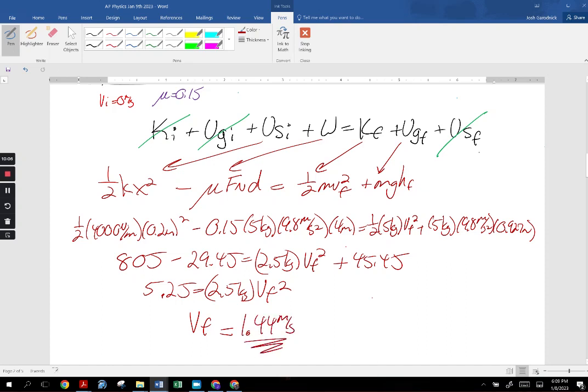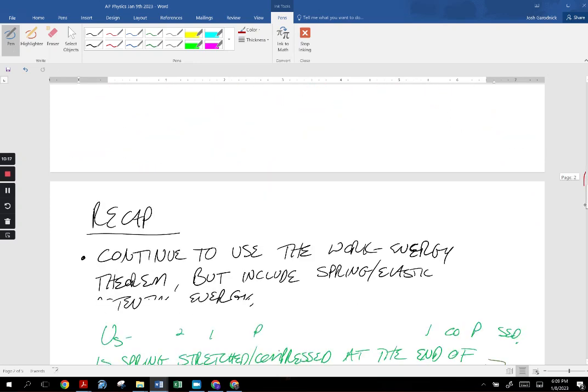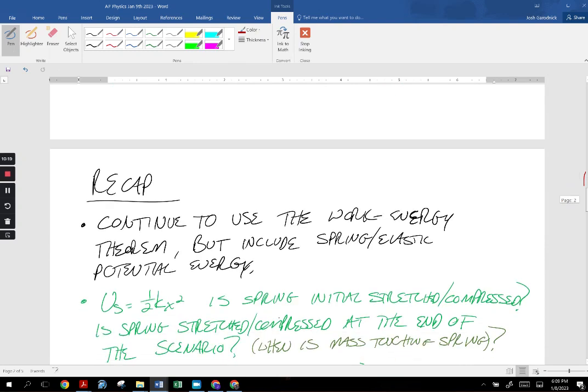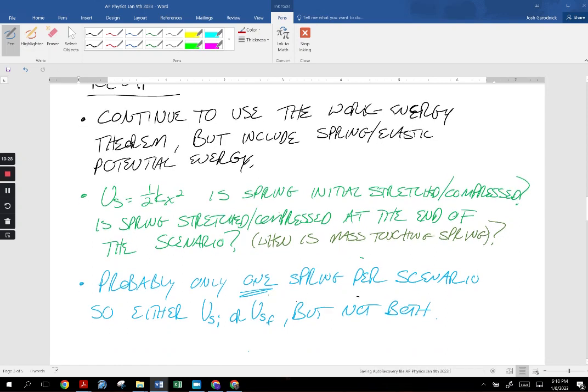All right. And that's how you put springs in a problem. Not a big deal. So I hope that was helpful. There's not too many takeaways, but let's take a quick look at some recaps here. When it comes to springs, you're going to continue to use the work energy theorem, but include a spring or elastic potential energy. If there's a spring in the problem, include it. If there's not, don't include it in the work energy theorem. We haven't done springs up until this point. You never wrote it before, so don't write it all the time. Just write it if there's springs. Otherwise, what are you doing?